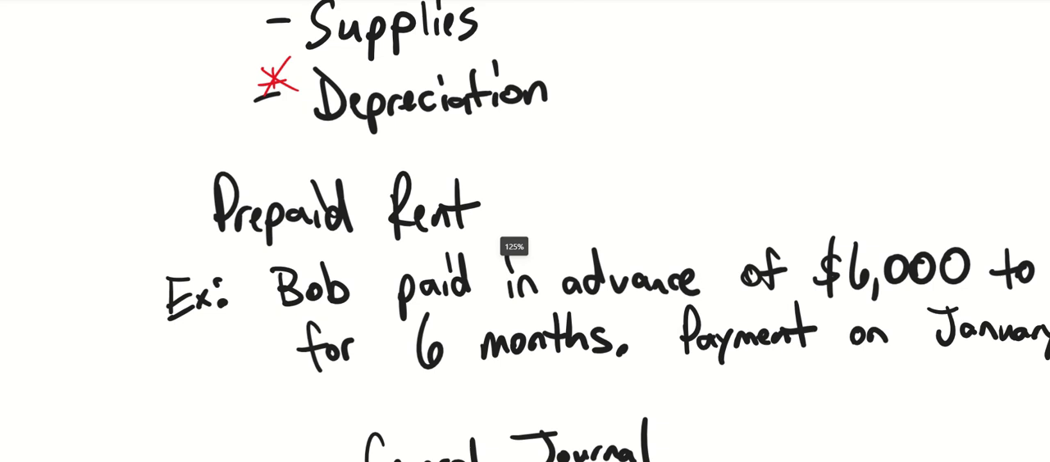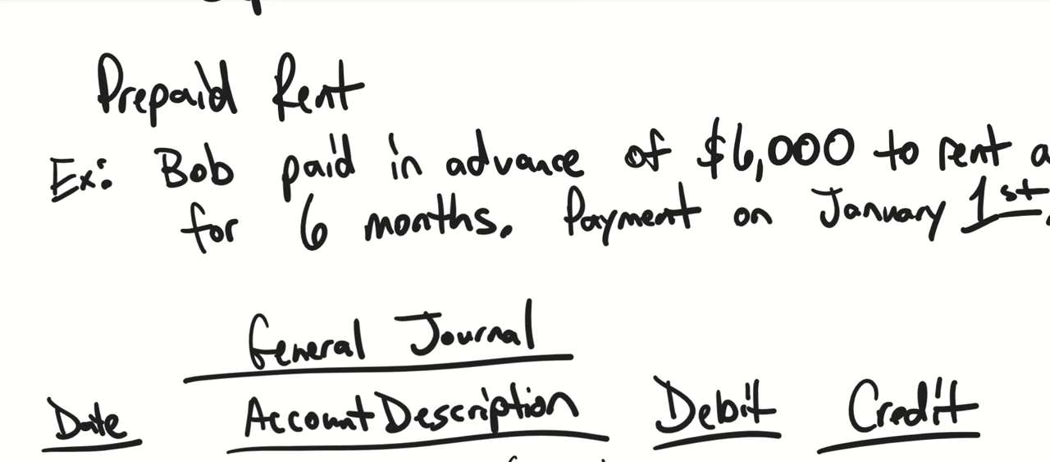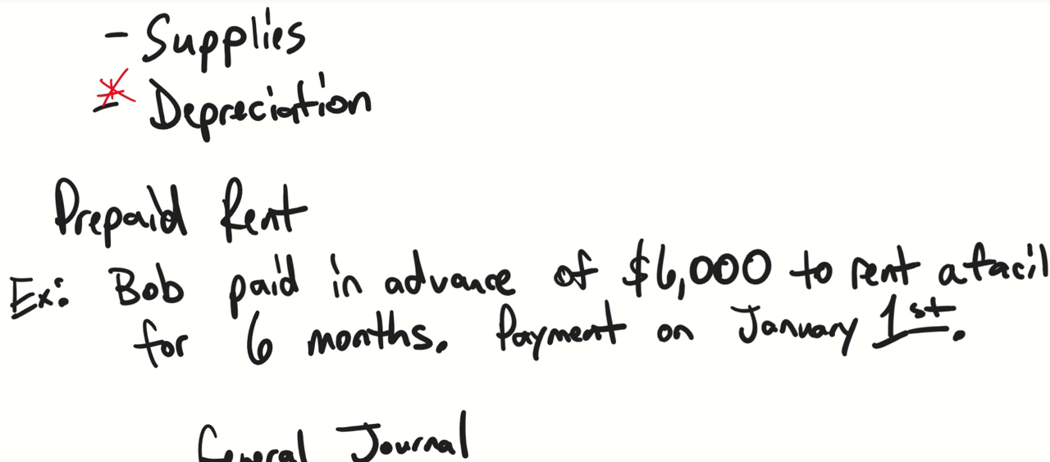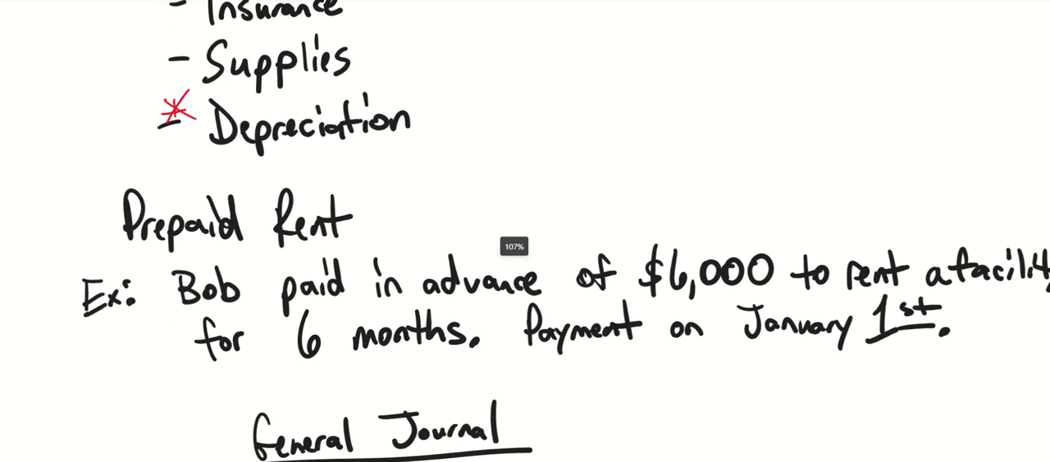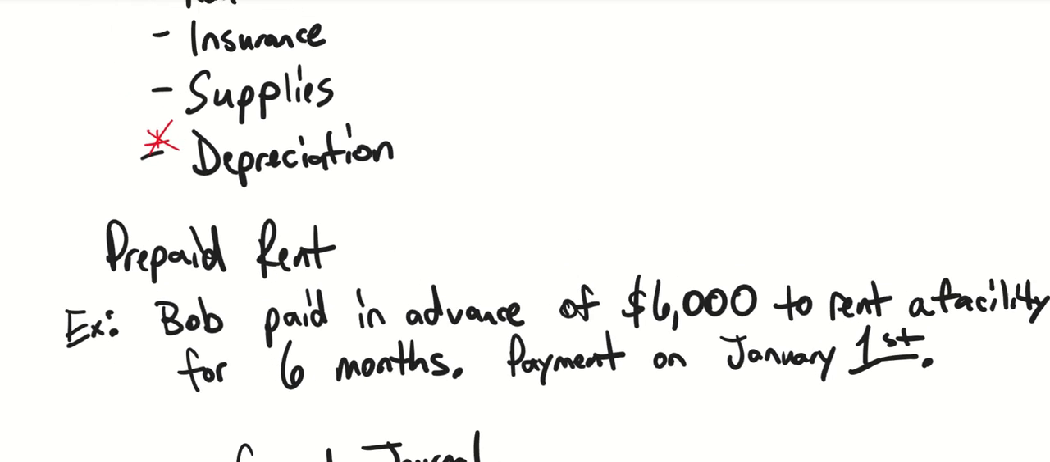Now, what I want to talk about is prepaid rent. How does that work? How does a company report this in their books? We're going to assume that the accrual accounting method is used from here on out. So when it comes to recognizing revenue and expense, accrual accounting is going to be used. The example I have here is Bob. Bob paid in advance $6,000 to rent a facility for 6 months.